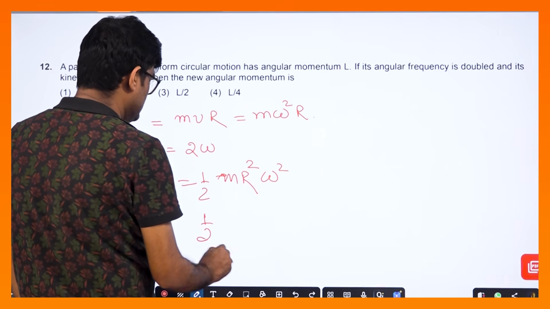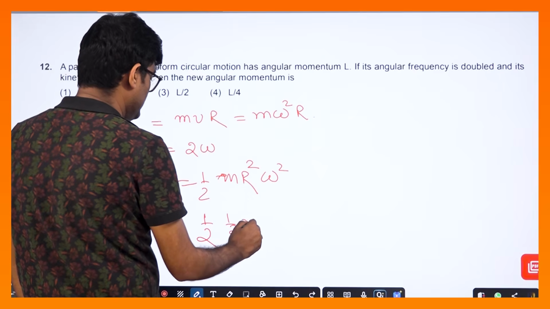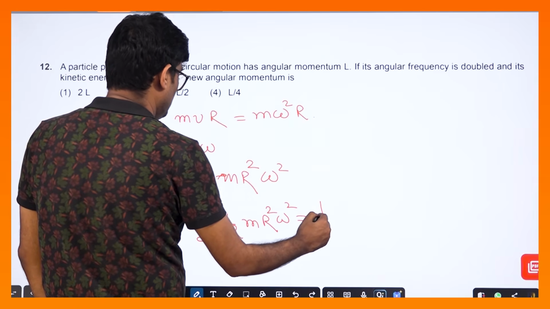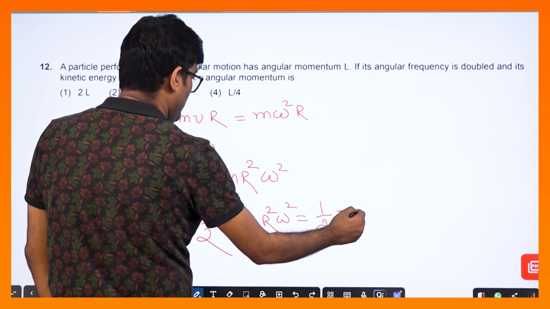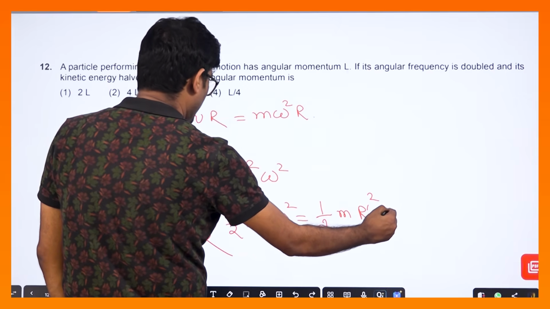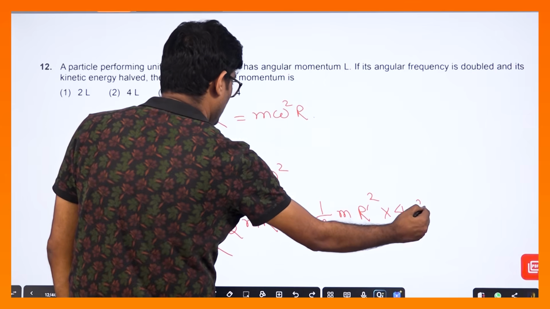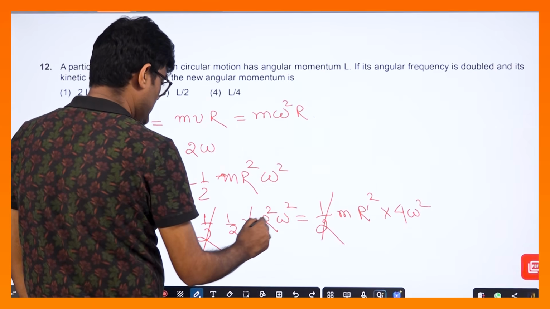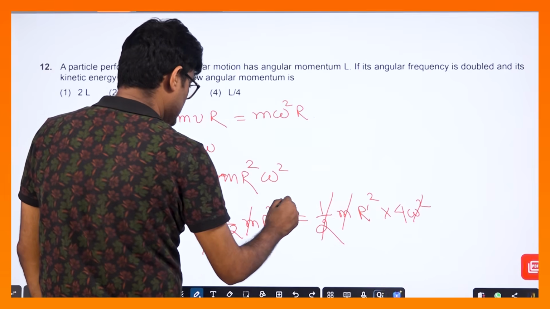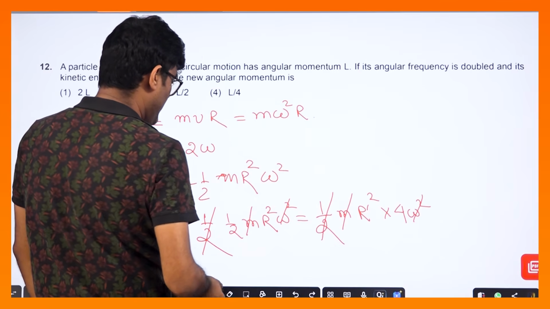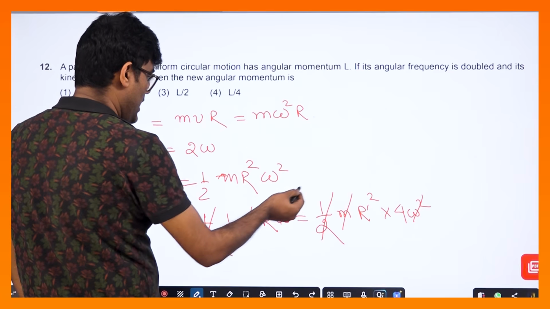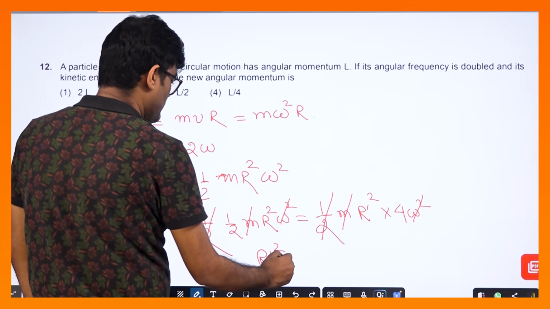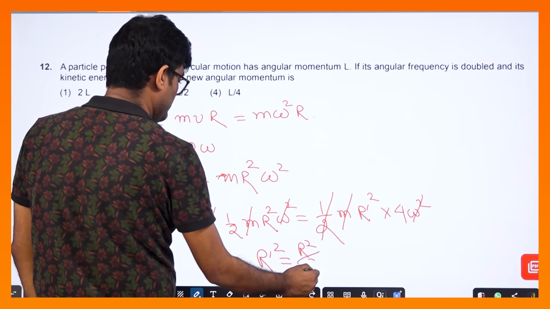So new kinetic energy is half of the old kinetic energy, and that is equal to new kinetic energy, half into m, new r prime square into new omega prime square, that means 4 omega square. Now you can adjust this value of r, m gets cancelled out, omega square gets cancelled out. So the new value r prime square equals old value of r square by 8. R prime square equals r square by 8.